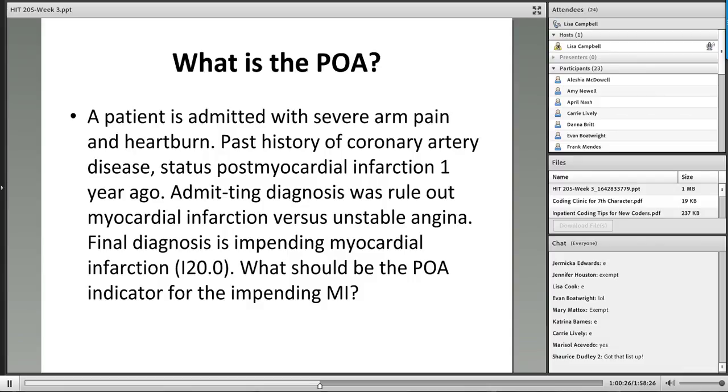A patient is admitted with severe arm pain and heartburn. Has a past history of coronary artery disease, status post myocardial infarction 1 year ago. Admitting diagnoses was rule out myocardial infarction versus unstable angina. Final diagnosis is impending myocardial infarction. What should be the POA indicator for impending MI?